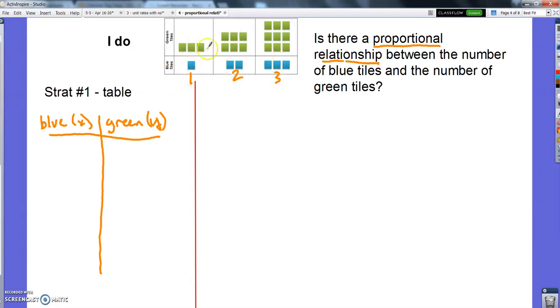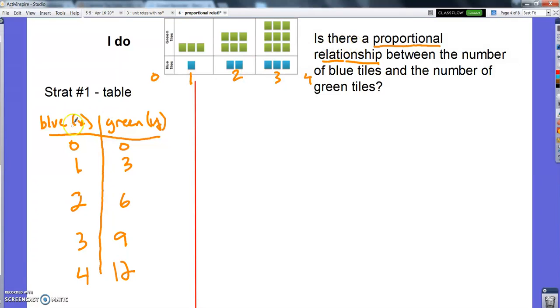And so from this, I can tell that when there's 1 blue, there are 3 green. When there are 2 blue, there are 6 green. When there's 3 blue, 9 green. I could keep going and figure out what the next blue would be from the pattern given. And I could go back to 0 as well. If we followed the pattern down, 3, 2, 1, 0 blue would be 9, 6, 3, 0 green. So that's a data table for the number of blue and green tiles.